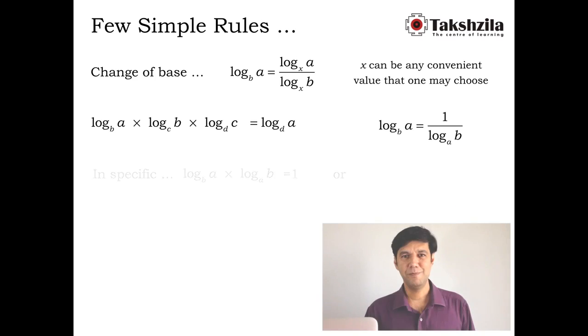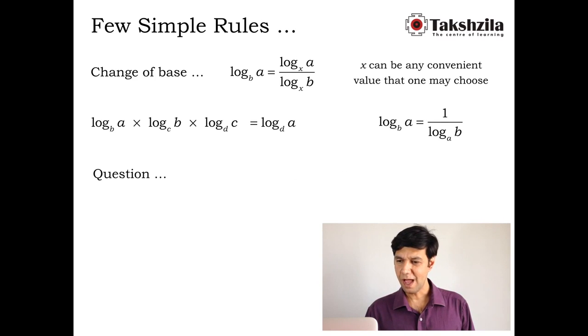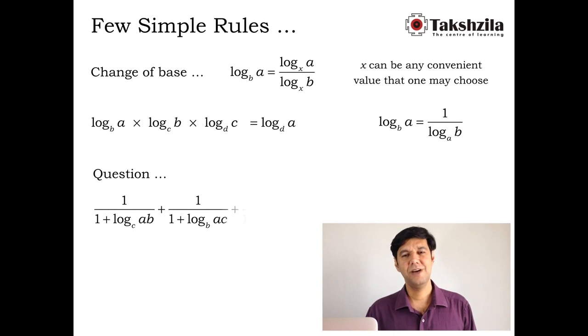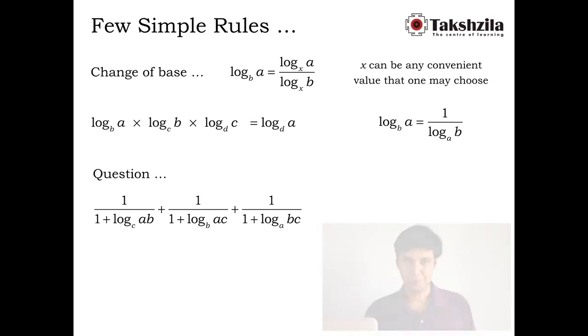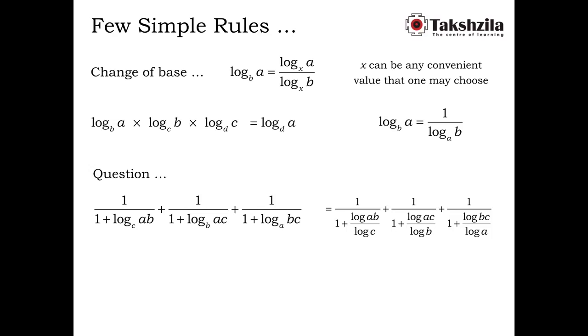Let's look at an example using this rule. The question asks us to simplify the given expression. Pause it, try it yourself, and then continue. What we see here is that the logs in the denominator all have different bases. So, our first task would be to make the base the same. So, I could write log of ab to the base c as log of ab divided by log of c. I could do the same for the other two terms.